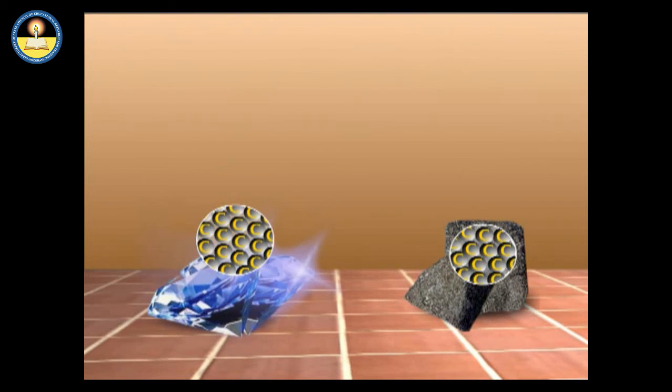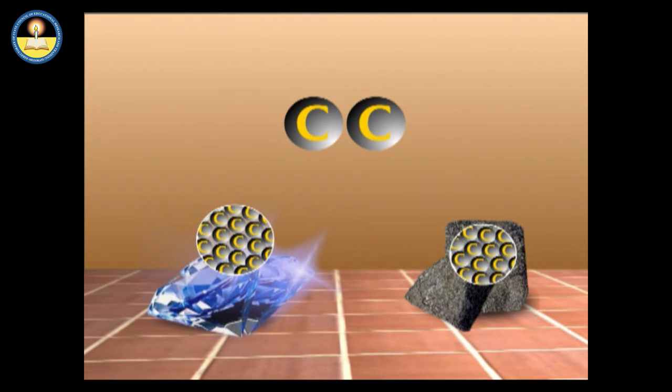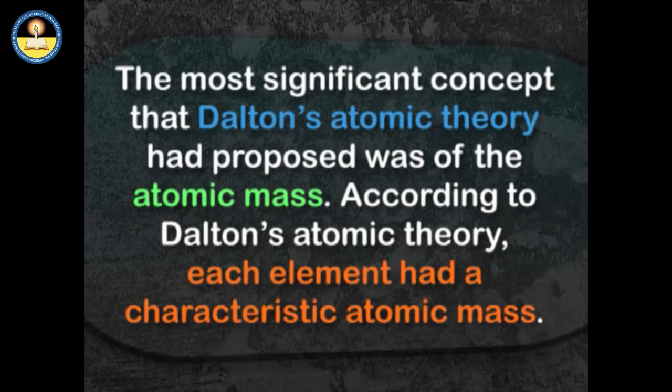Let's discuss it. If we see carbon atoms at the micro level, we find that the carbon atoms, whether present in charcoal or in diamond, are of the same size. It proves that atoms of the same element are always alike. The most significant concept that Dalton's atomic theory had proposed was that of atomic mass. According to Dalton's atomic theory, each element had a characteristic atomic mass.